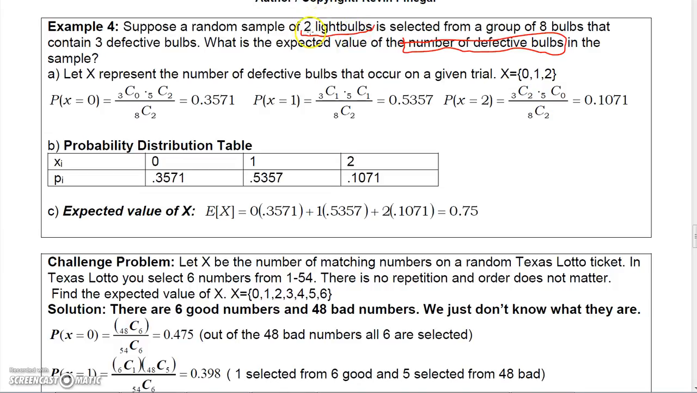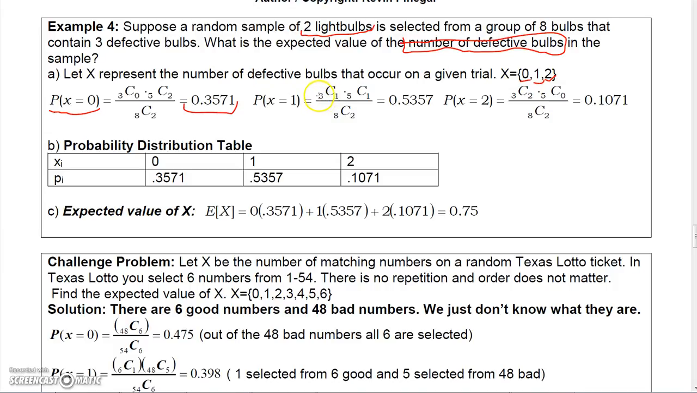Well, you're only taking a sample of 2, so you can't have more than 2 bad bulbs. Obviously you can get no bad bulb, 1 bad bulb, or 2 bad bulbs in your sample. The probability of no bad bulbs would be, out of the 3 bad bulbs, choose none, and out of the 5 good bulbs, choose 2, and then divided by 8 choose 2. That's the total number of samples you could get, 8 choose 2. That came out to 0.3571.